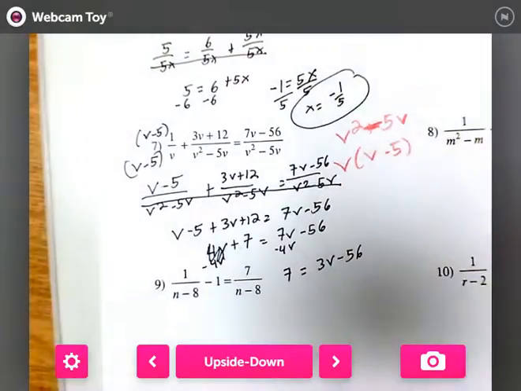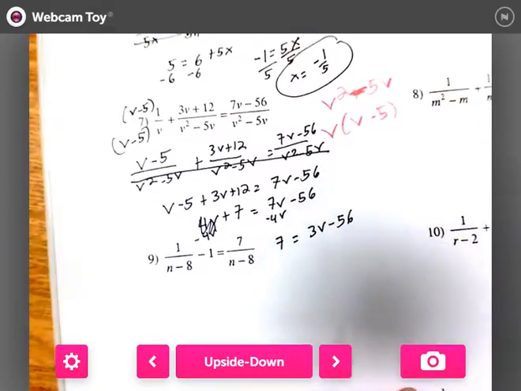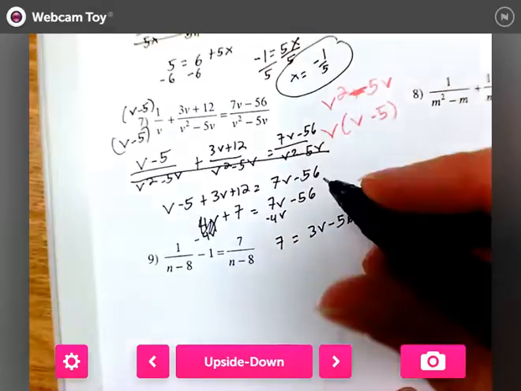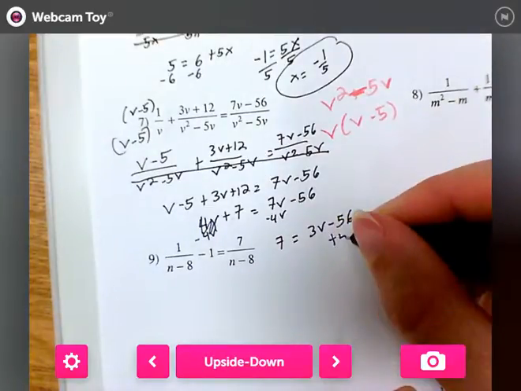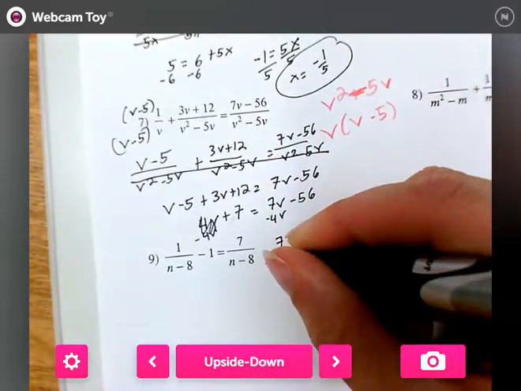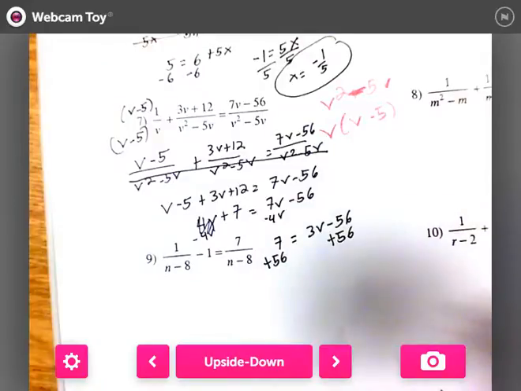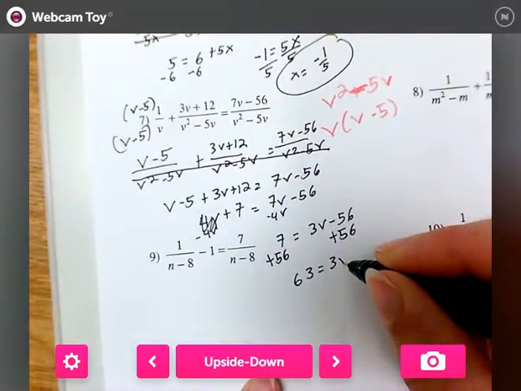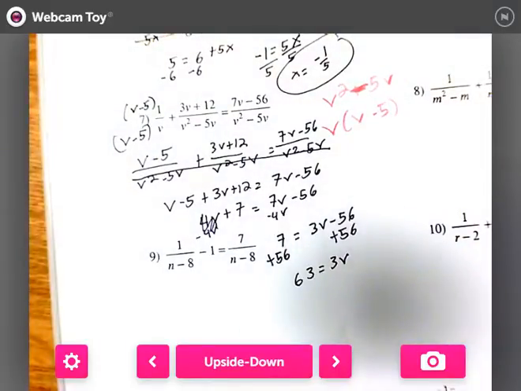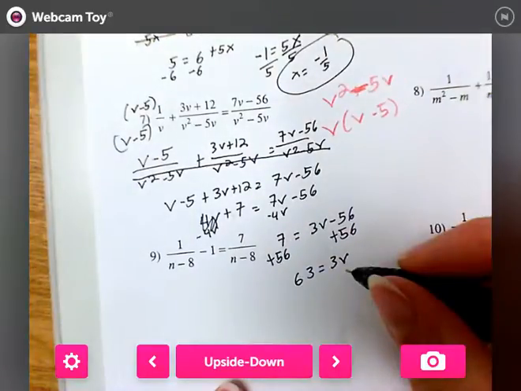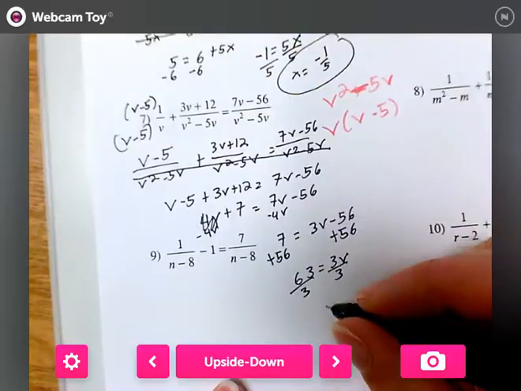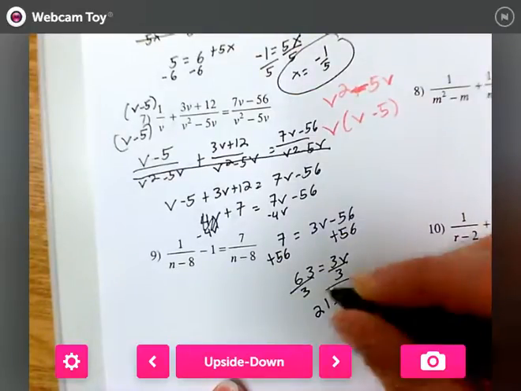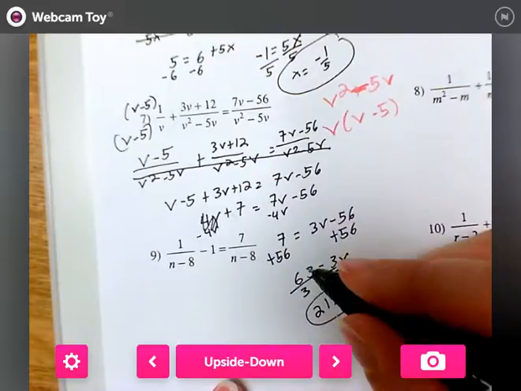What do I do now? How am I going to get the v's all by itself? Add what? Add 56. Good. You get 63 equals 3v. And then how do I get v by itself? And how many times does 3 go into 63? 21 times, yep. Because 6 goes into 3 twice, 3 goes into 3 once.